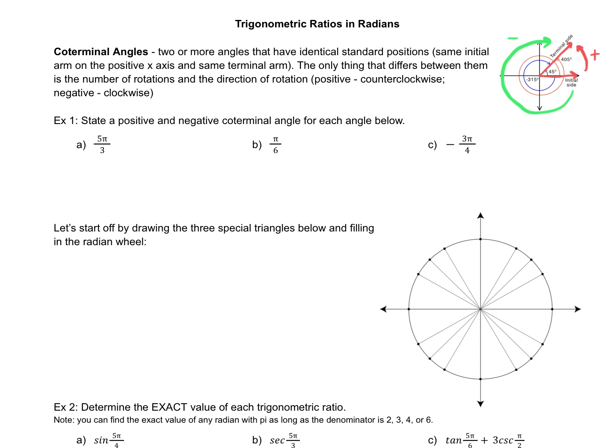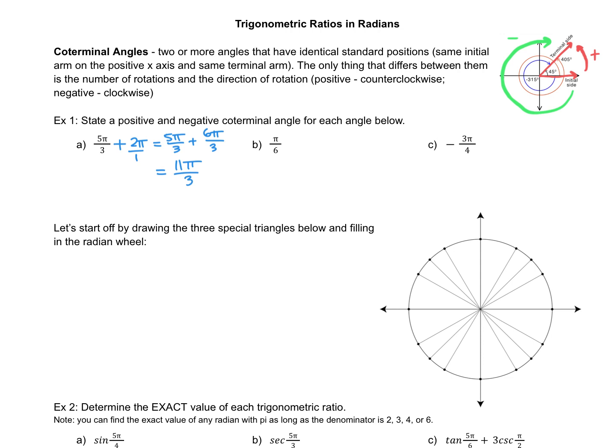So for 5 pi over 3, I know a full rotation is 2 pi, so I will add that on. Now, of course, I'm adding here with fractions, so I'm going to need a common denominator. 2 pi is technically over 1, so when we multiply top and bottom by 3, that's 6 pi over 3. And now when we add our numerators, 11 pi over 3. That is a coterminal angle. It will have the same standard position.